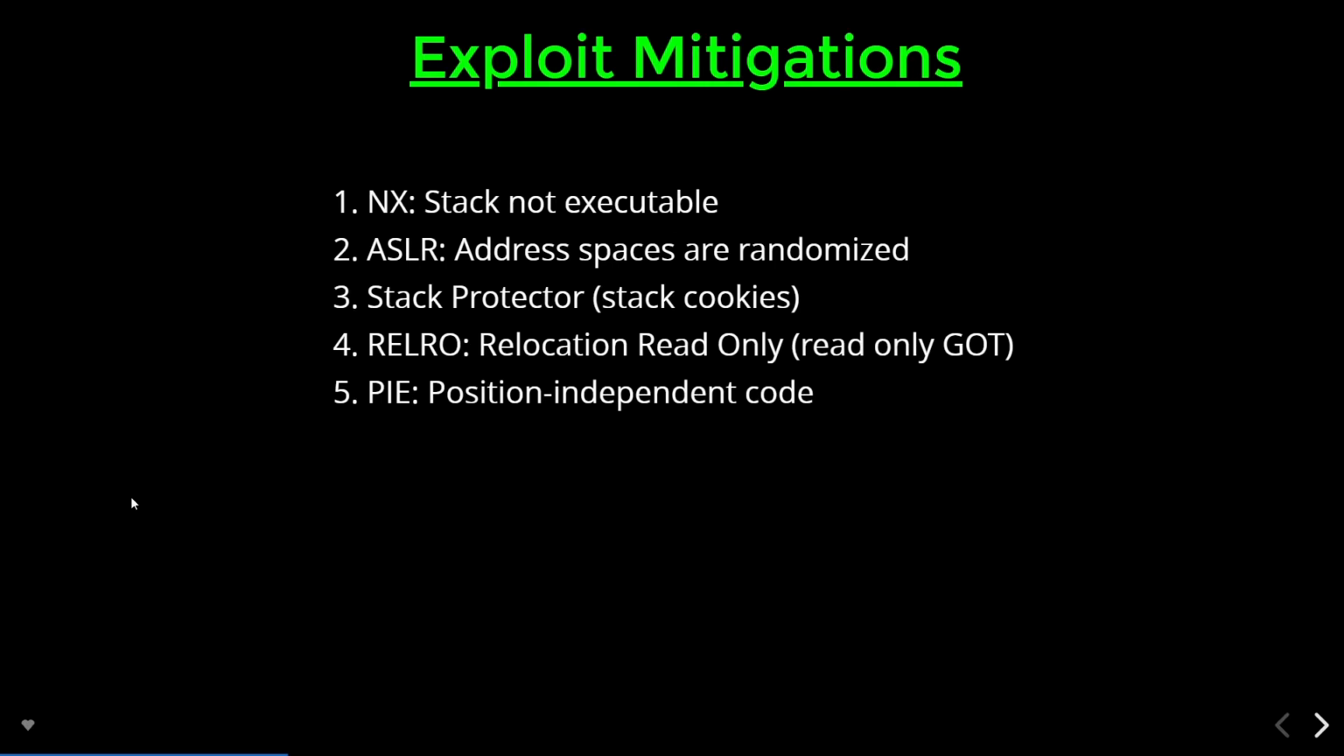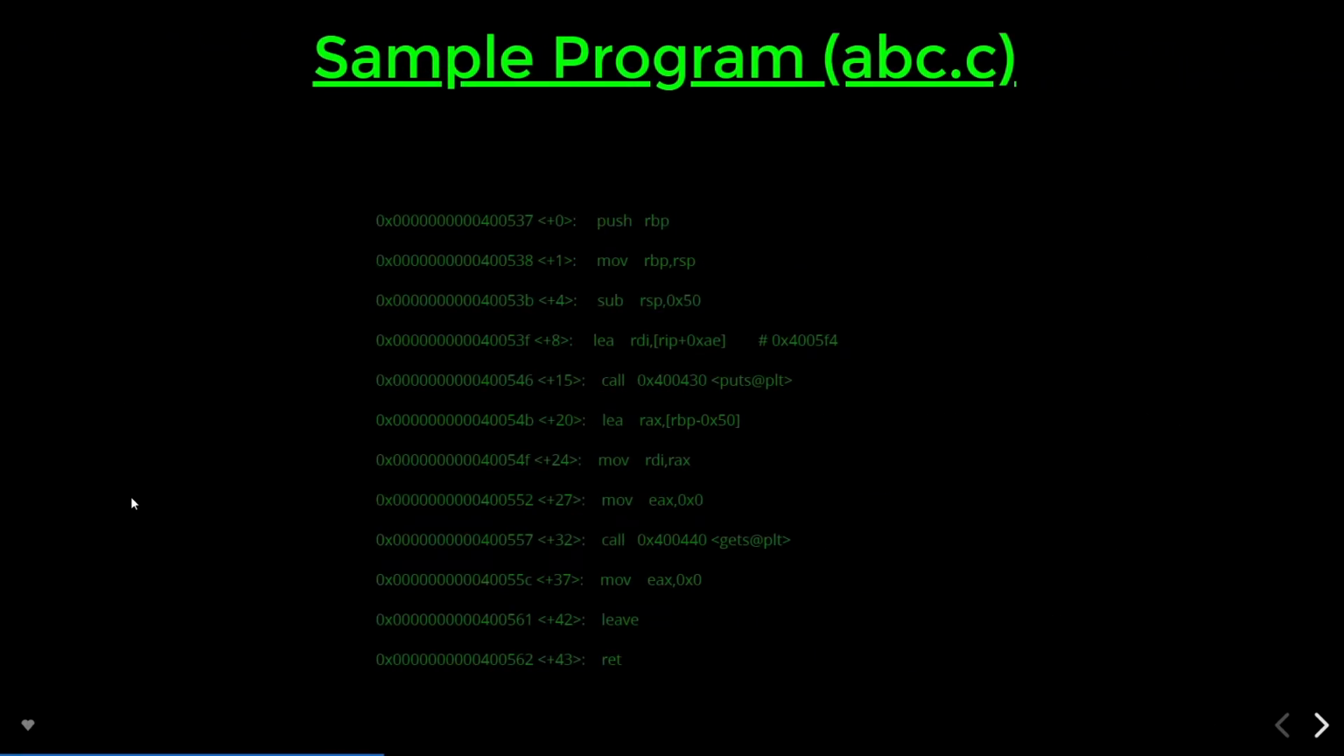And then the fifth one is PIE. PIE is a game changer for most of these exploits, because it is really hard to develop an exploit for a PIE binary, because PIE randomizes the code segment also. And yeah, we'll see how it looks in a sample program.